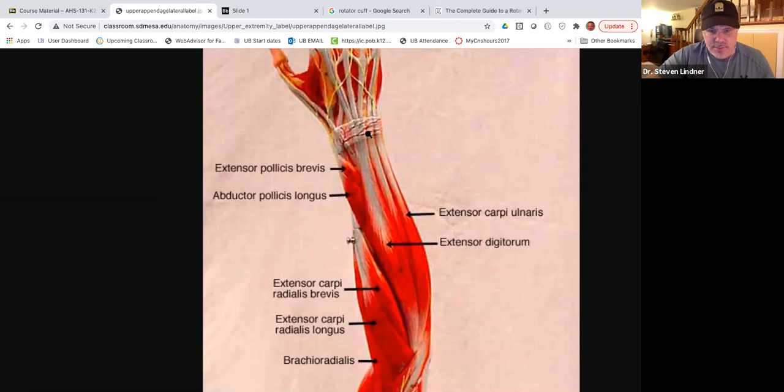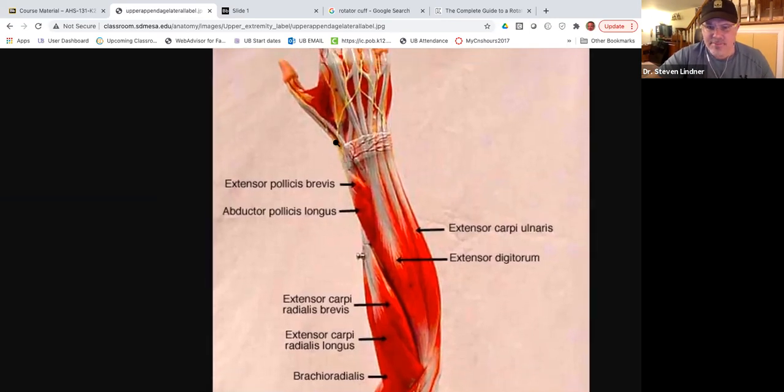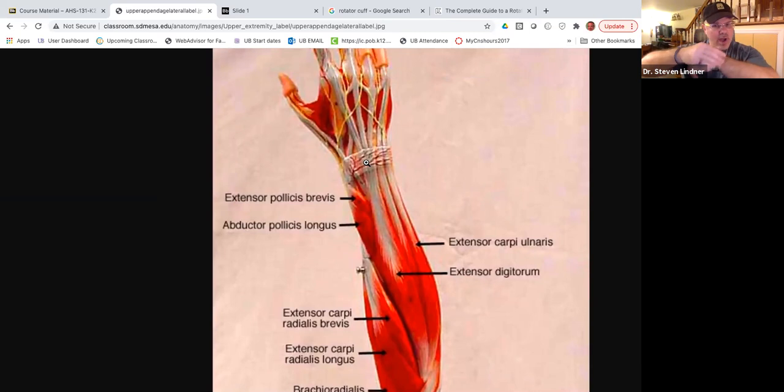Another important structure here is this soft tissue band that looks like it would be the back of a watch, right here, or a bracelet. This is called the extensor retinaculum. If there's an extensor retinaculum, there's going to be a flexor retinaculum. The extensor retinaculum holds down all of the extensor tendons on the back of the wrist. The flexor retinaculum will hold down all the flexor tendons of the wrist.